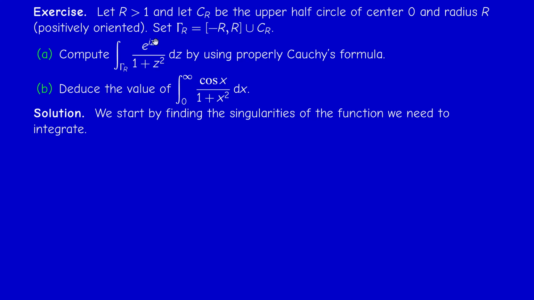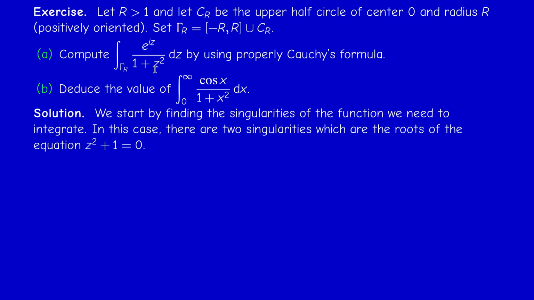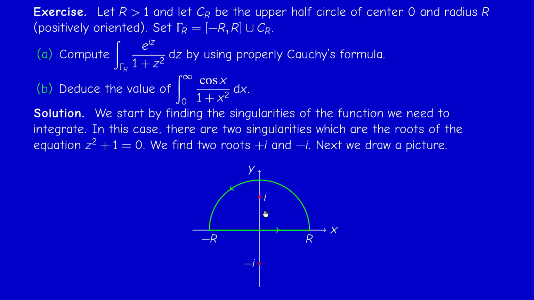This function is holomorphic except when z squared plus 1 equals 0. So when z squared equals minus 1, we have two roots, plus i and minus i. Now usually it's the singularity inside the loop which matters, and I will tell you why. And then we draw a picture. So the picture is like this.